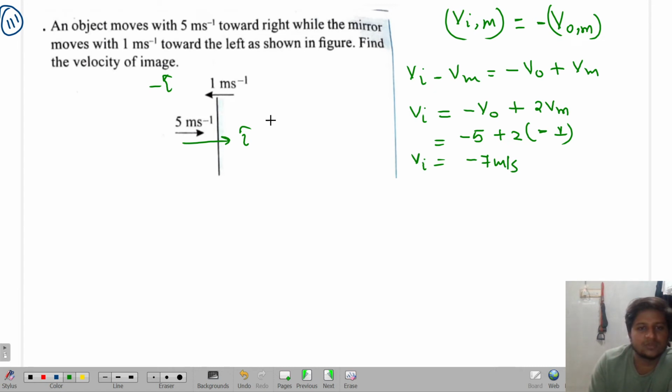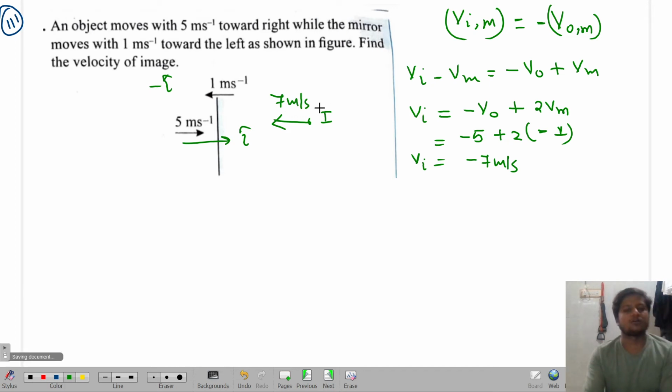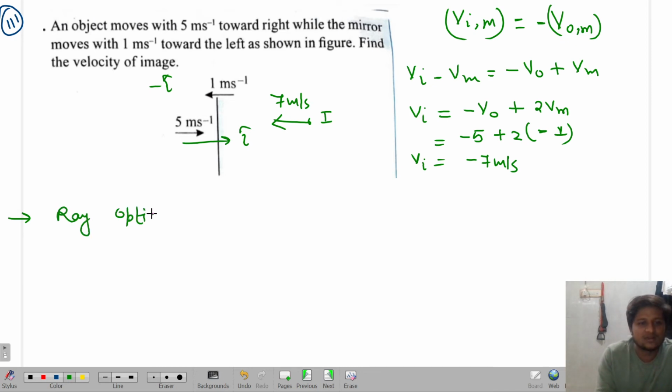Minus 7 meter per second means what? The image is moving towards this side. This is my image, which is moving with 7 meter per second. Got it or not? Yes or no? Yes, sir. I know where you guys will make the mistake. Again, I'm telling you these silly points. In ray optics, remember that this negative sign is very important. Got it or not?